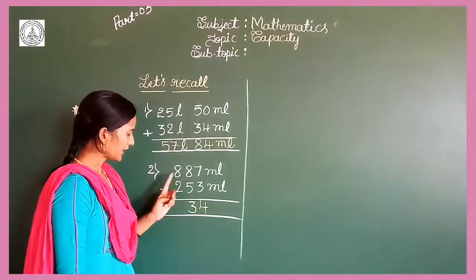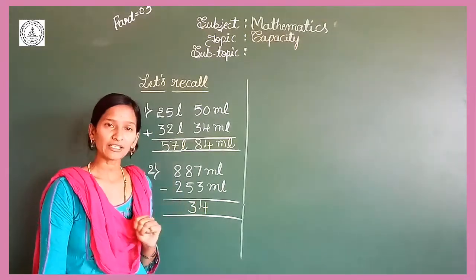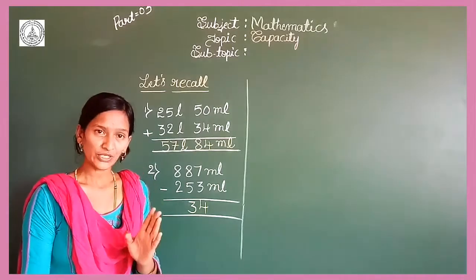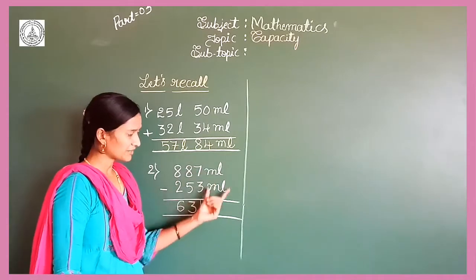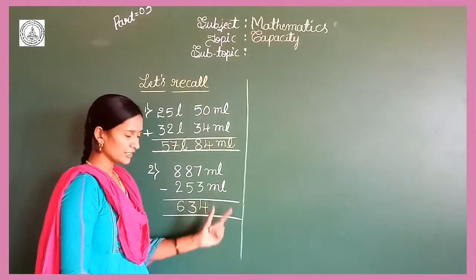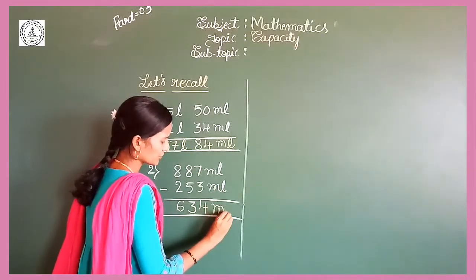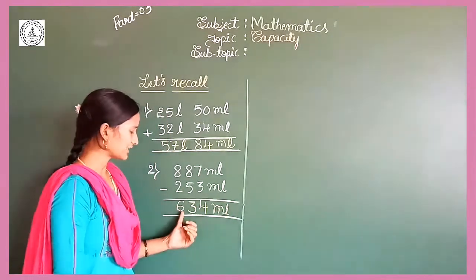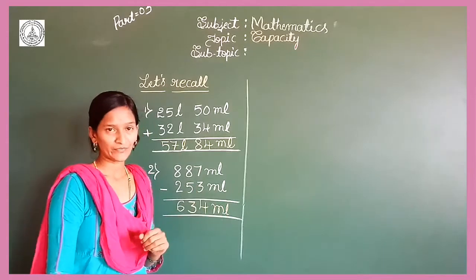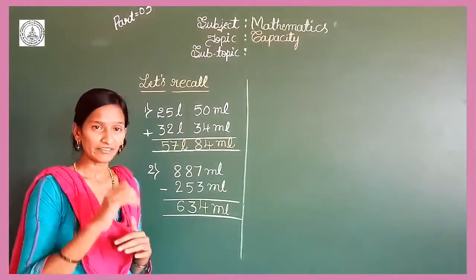The next, 8 minus 2. What is 8 minus 2? 8 minus 2 is 6. So write here 6. See, which symbol are they give? Milliliter, right? So in difference also you write down the milliliter. So students, it is 634 milliliter. So this is about our previous class.